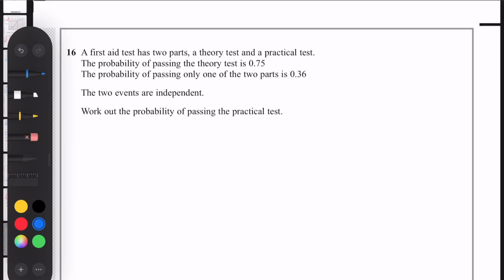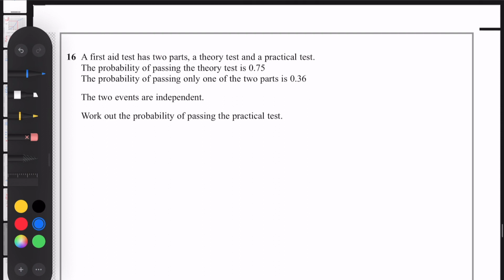Number 16. A first aid test has two parts, a theory test and a practical test. The probability of passing the theory test is 0.75, and the probability of passing only one of the two parts is 0.36. The two events are independent. All that means is if you pass your theory test, it has no bearing on if you pass your practical test. Work out the probability of passing the practical test.